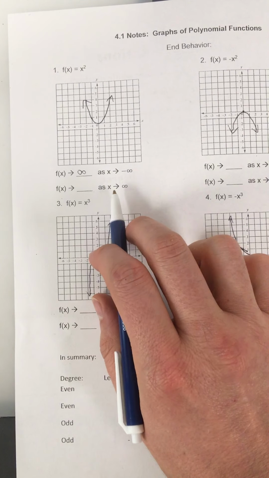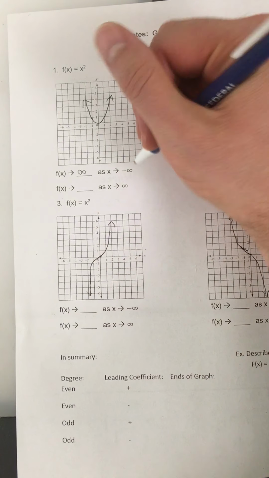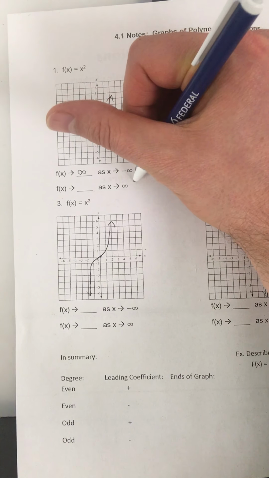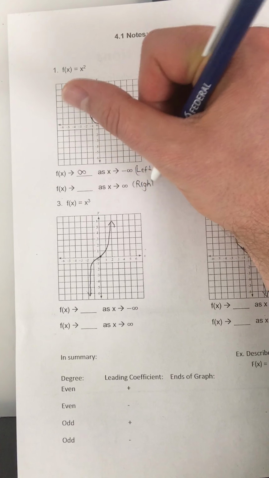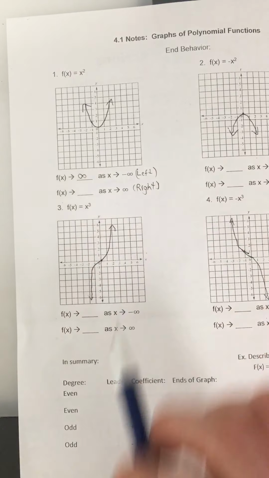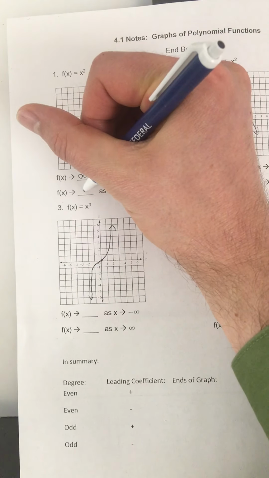Now as x goes to positive infinity, that means as I go to the right. Basically if you go to negative infinity, you're going to the left. If you're going to positive infinity, you're going to the right. As x goes to positive infinity, as I'm moving to the right, is this graph going up or down? It's going up.